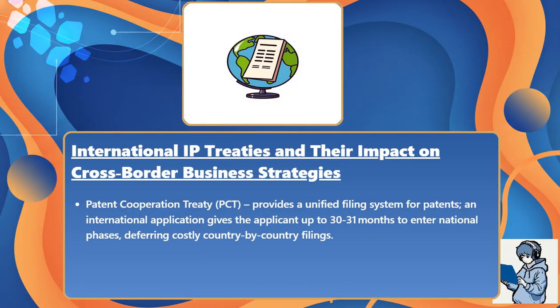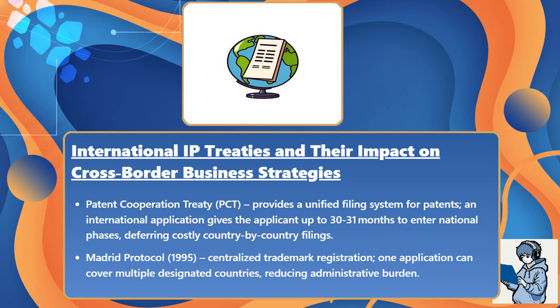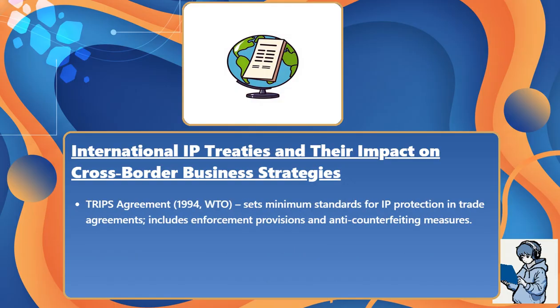Patent Cooperation Treaty, PCT, provides a unified filing system for patents. An international application gives the applicant up to 30 to 31 months to enter national phases, deferring costly country-by-country filings. Madrid Protocol, 1995, centralized trademark registration. One application can cover multiple designated countries, reducing administrative burden. TRIPS Agreement, 1994, World Trade Organization, sets minimum standards for IP protection in trade agreements. Includes enforcement provisions and anti-counterfeiting measures.